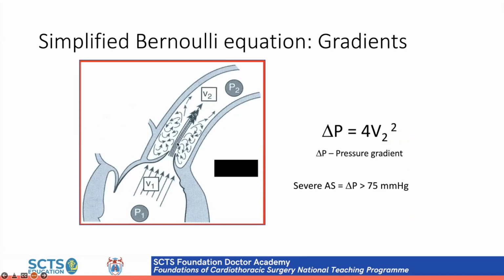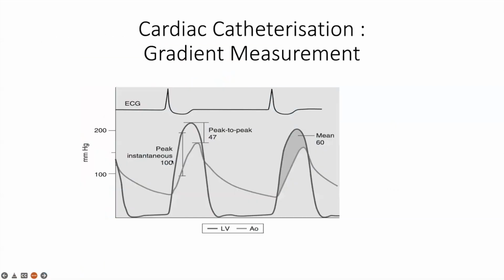The gradient between the left ventricular outflow tract and the aortic valve, the aorta, is measured by 4v squared. So 4 times the velocity squared equals the gradient. And that's now used to equate to the degree of stenosis. Any velocity more than 4 meters per second is what we deem as severe.